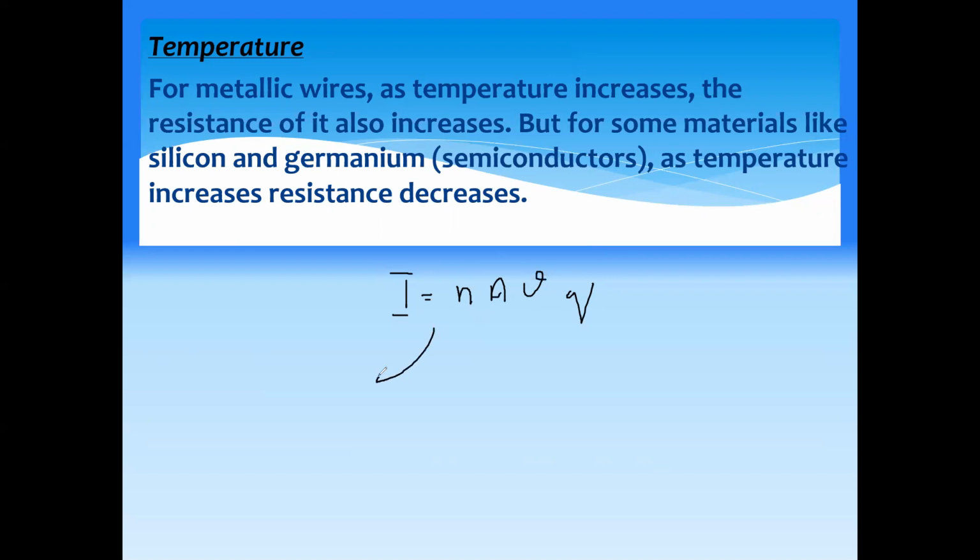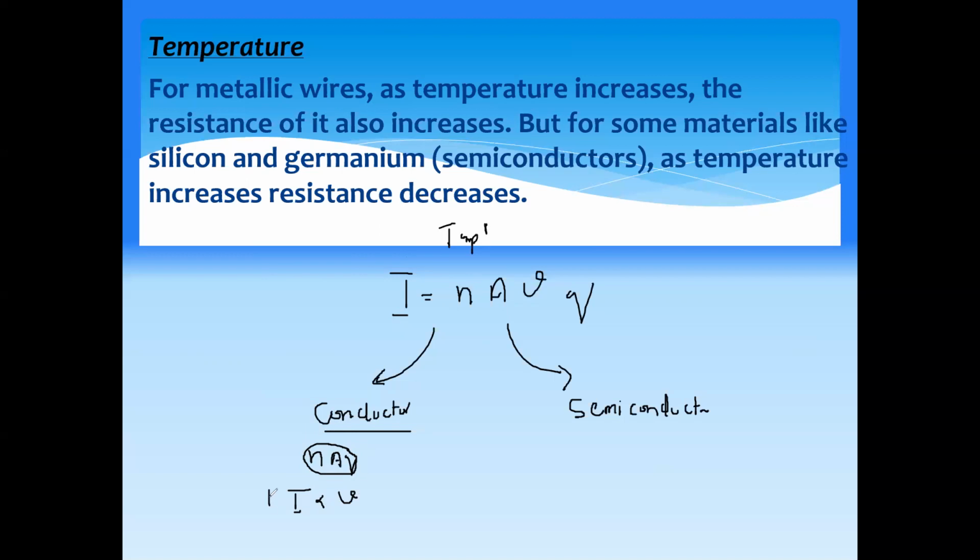So what happens for conductors? I = nAvq. For conductors, n is constant, A is constant, q is constant. It means the current is directly proportional to drift speed. When the temperature rises, the increase in temperature will reduce the drift speed. As the drift speed decreases, charges will have more collisions and lose more energy, so the flow is reduced. So current will decrease. That's why the resistance increases.